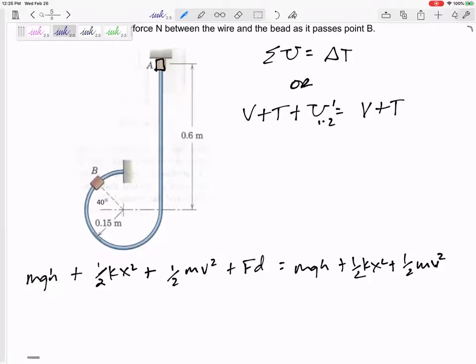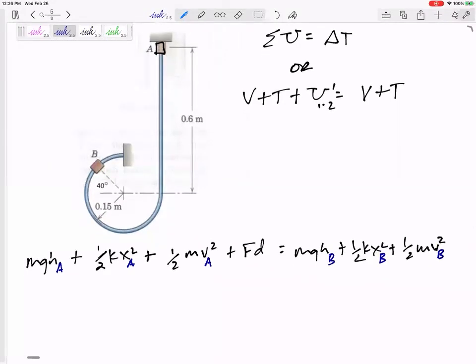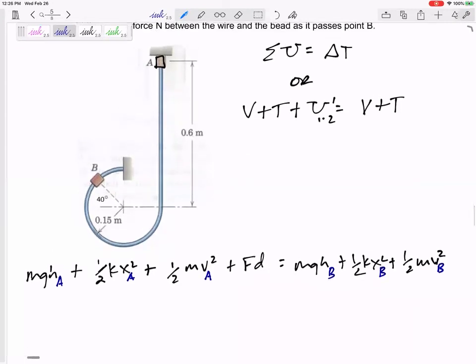Right, so this is the height at A, the x at A if there was a spring, the v at A here. All this is the final, so at position B. Just writing that equation makes you feel better. When I've got that equation on my sheet of paper, I can break it up and think, okay, what's the potential energy? What's the spring energy? What's the kinetic energy? Are there any external FDs doing any work?